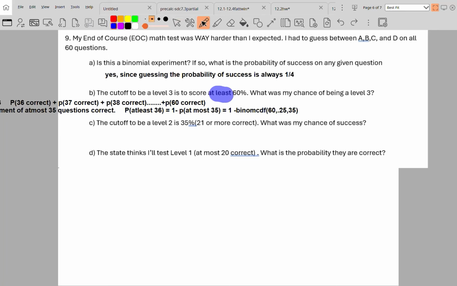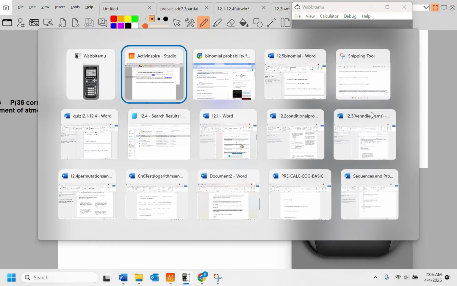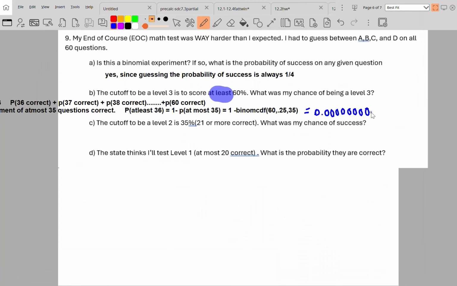All right, so what do I have here? I equal 0 point, I need 8 zeros. 1, 2, 3, 4, 5, 6, 7, 8. 973. And that's not even a percent. That's just what it is as a number.